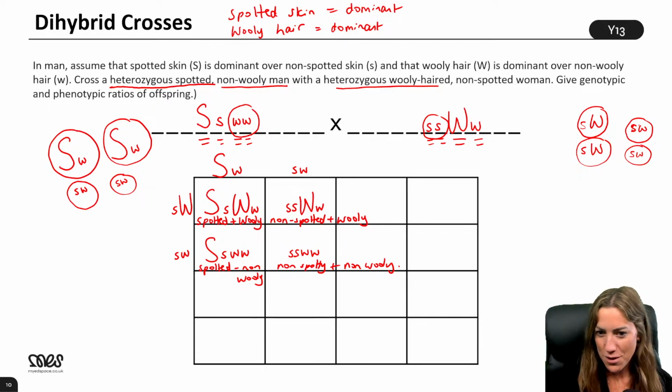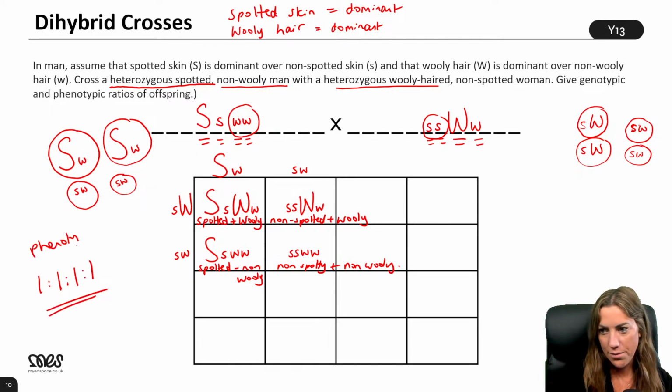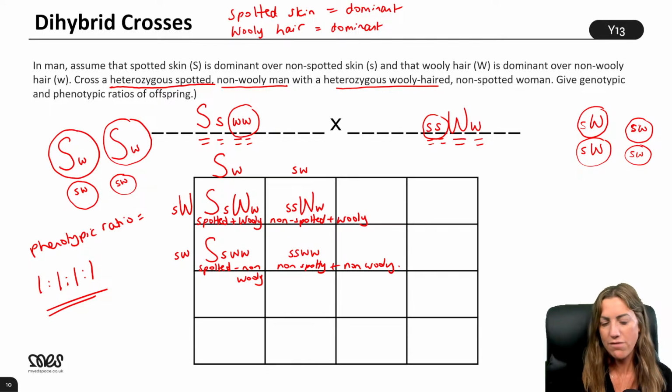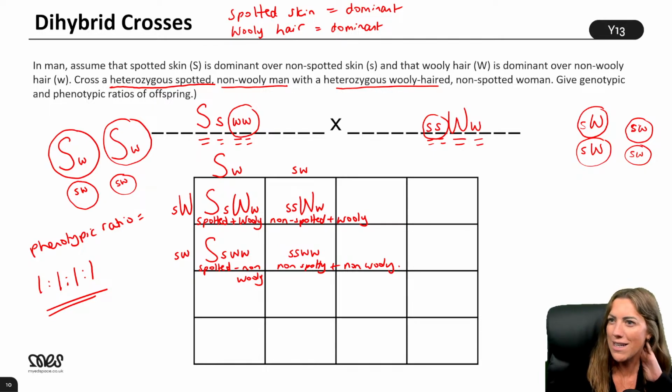Do you think it's a 1 to 2 to 1? I didn't get that, I don't think. I've got spotted and woolly, non-spotted and woolly, spotted and non-woolly, non-spotty and non-woolly. I've got a 1 to 1 to 1 to 1 phenotypic ratio, or ratio of phenotypes. Yeah. Do you get that, Jay? You see it's a 1 to 1 to 1 to 1. They're all actually different. If you take both of those characteristics into account, they're all different. Well, no, I don't even know what this question is.